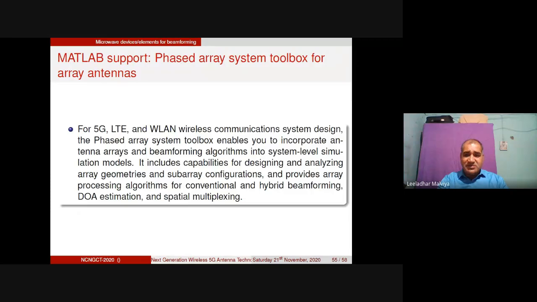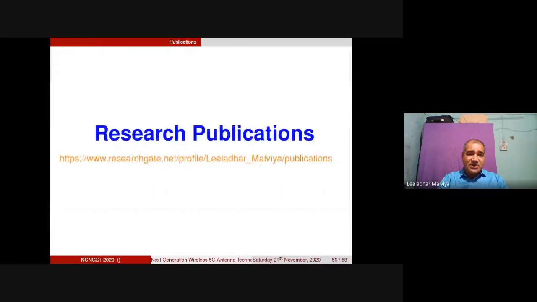Right, MATLAB is a solution. Phased array antenna systems can be designed with the help of MATLAB, right? So you can also use the communication software or RF section of MATLAB for the design of LTE, 5G, WLAN, WiMAX, right? And so many analyses you can do here.